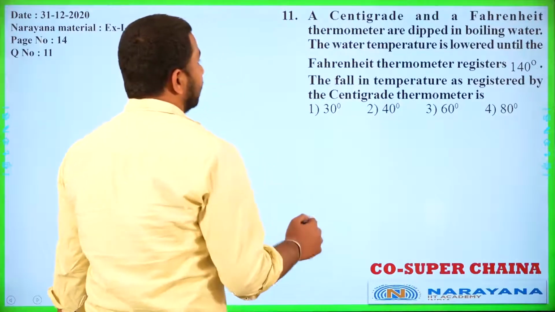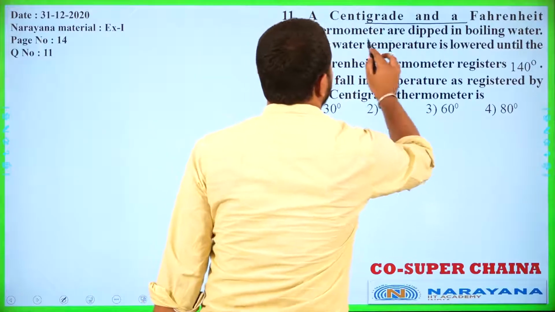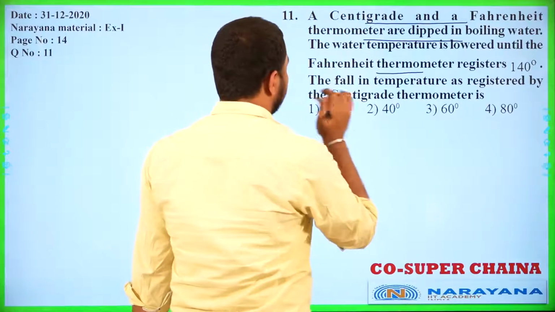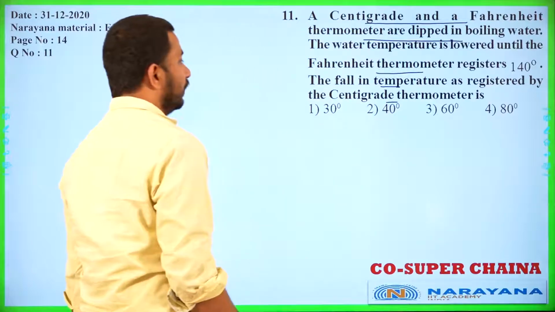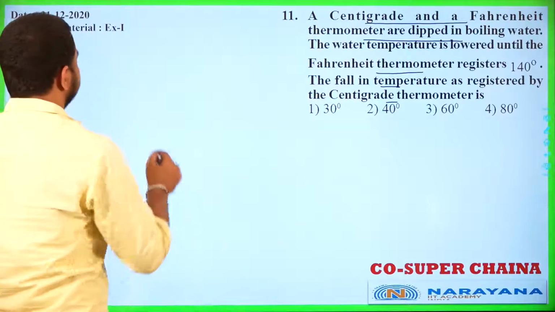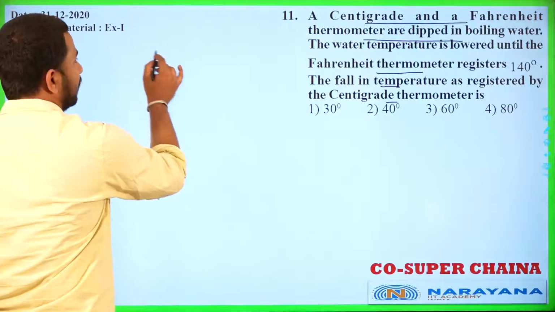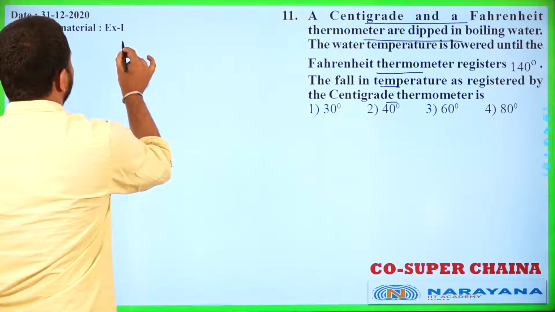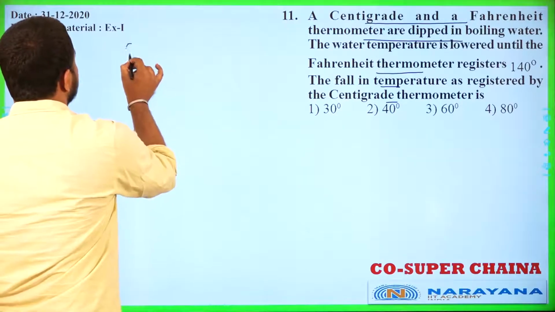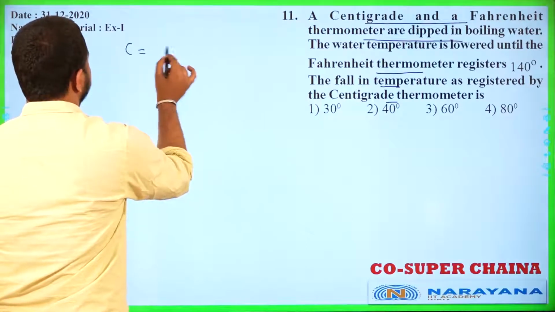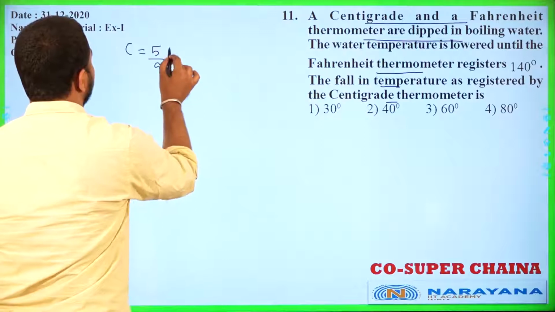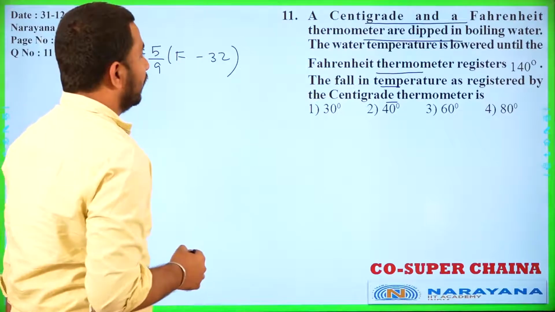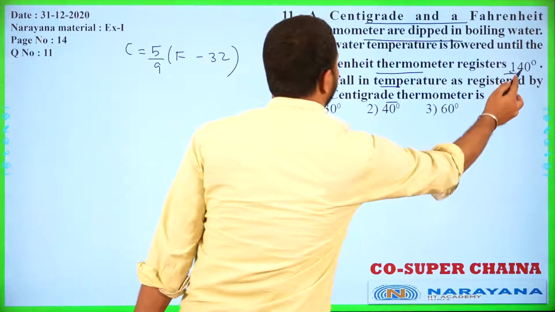Here what is given in the question, the centigrade and Fahrenheit thermometers are dipped and it is lowered till the value, the fall in the temperature you have to calculate. Okay, so the fall in temperature you have to calculate. What we'll do, we'll write a relation between centigrade and Fahrenheit. So we can write here C is equals to 5 by 9 F minus 32, right? So here it is given the Fahrenheit registered 140 degree.